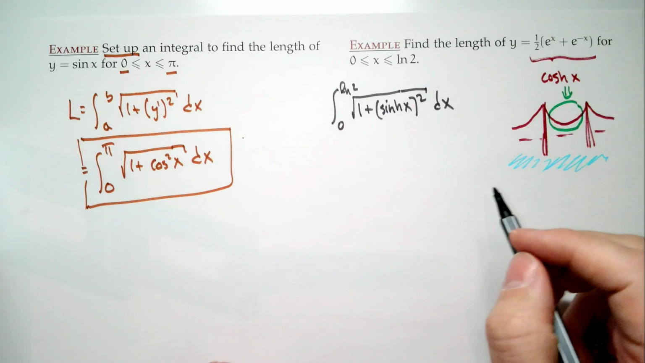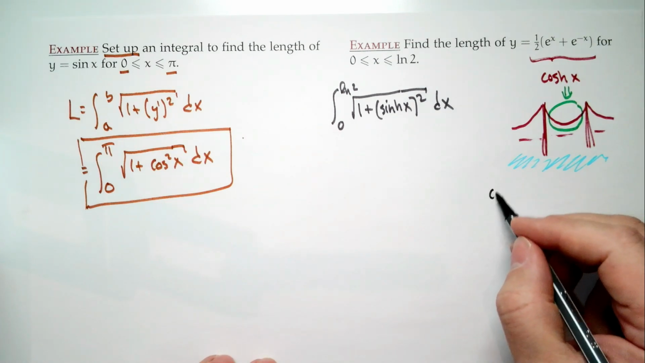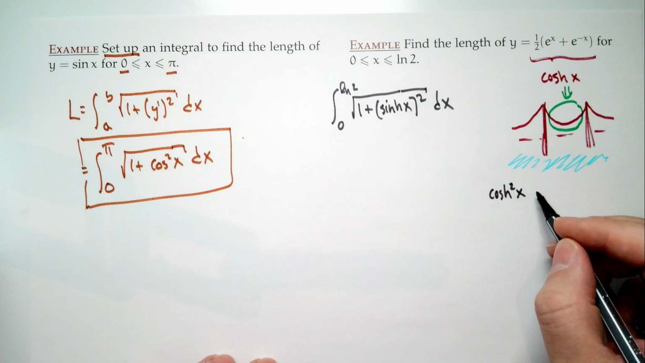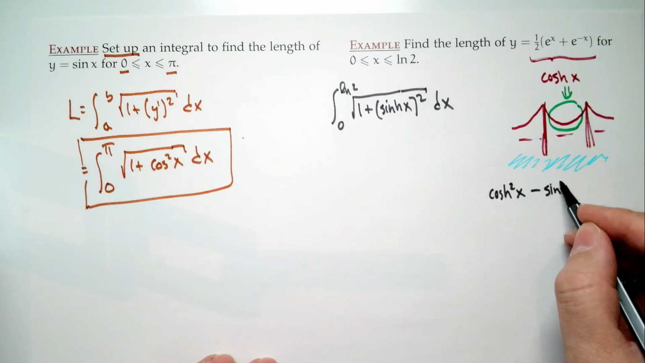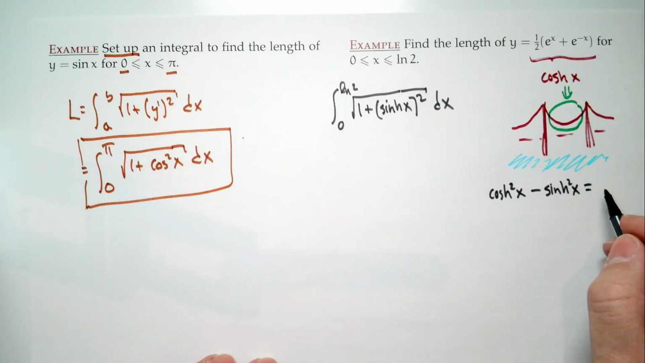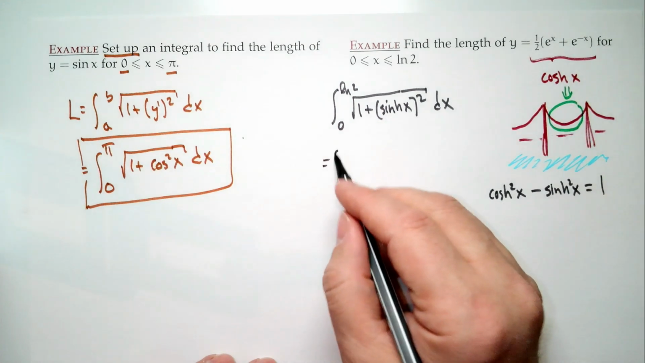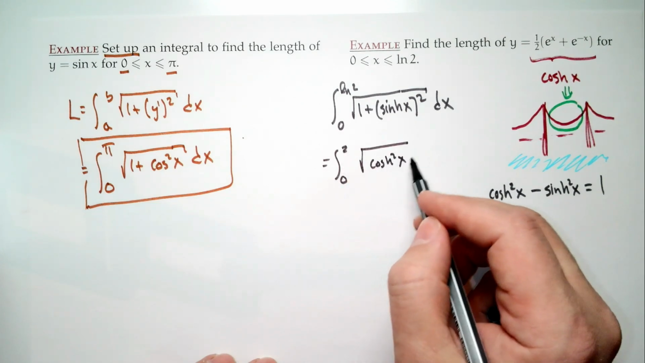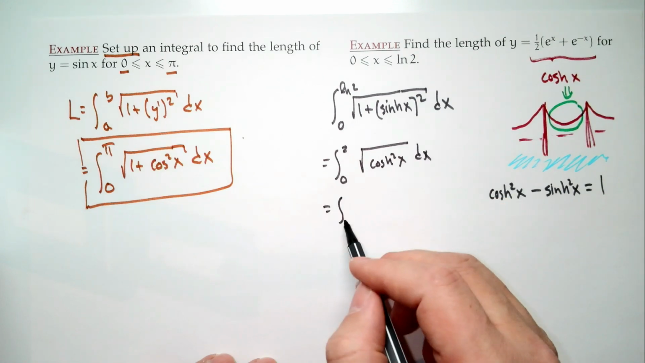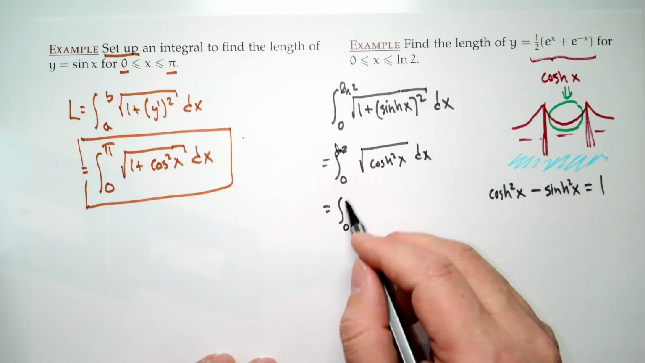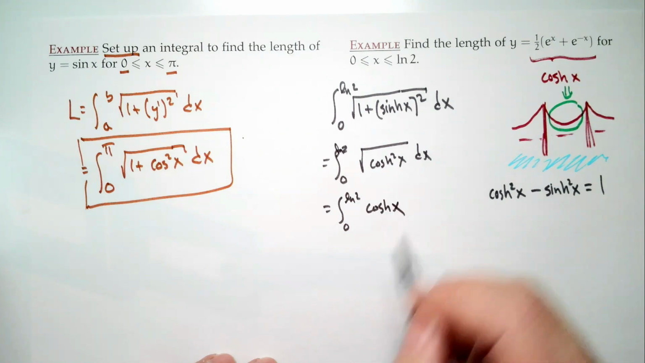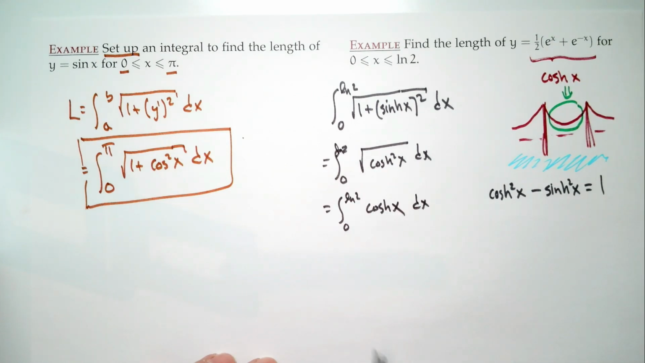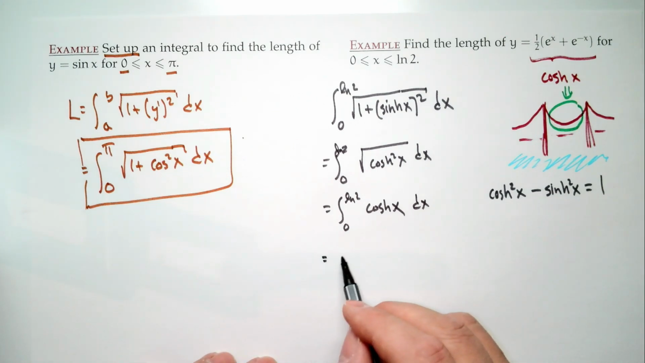Now, at this point, you're probably thinking, great, but this does not seem to be very helpful. Here's a fun fact. If you take cosh squared and you subtract sinh squared, what do you get? 1. So 1 plus sinh squared, what does that equal? It equals cosh squared. So this becomes the integral from 0 to log 2 of cosh. All right. Well, do we know what the integral of cosh is? It's sinh.